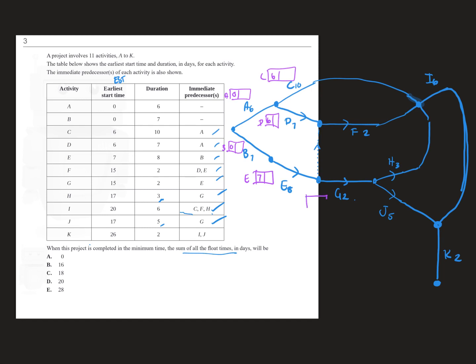Then we get down here to G. Now G has got 7 plus 8 is 15. Now here, because of the dummy, we've got to remember up here, we've got F. Now F, we've got 15 here, so I'm just going to pop 15 there.